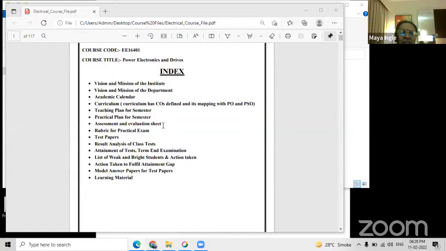Then, model answer papers for the test papers. Many a time it happens that we simply provide the test papers, we take the tests, and simply show the marks to the students, that you have done excellent. So 10 out of 10, or 9 out of 10, you have done excellent. But where did you miss 1 mark? Why did you miss 1 mark? We don't discuss that, basically.